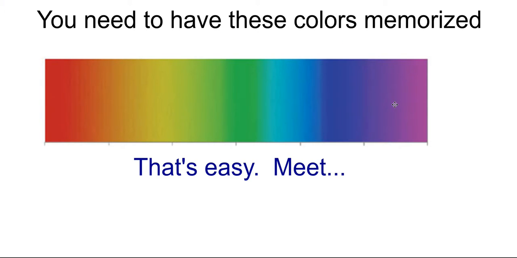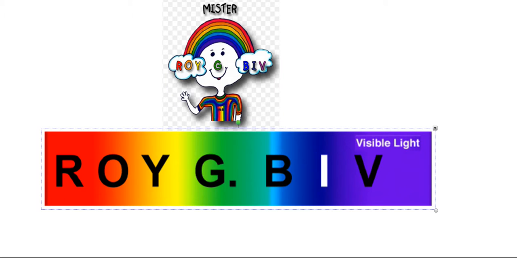Now you'll have to know these colors in order from this end to that end. But that's easy because we have a guy that you're about to meet through a silly picture more useful for 3rd graders, but I still used it. Mr. Roy G. Biv. So if you memorize this, Roy G. Biv, that goes red, orange, yellow, green, blue, indigo, which is really a deep blue, violet. If you remember that, you'll remember the colors of the spectrum from left to right.